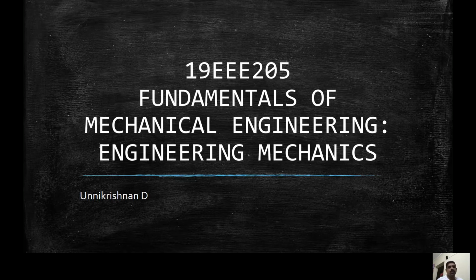Today we are going to see the basic mechanical engineering course which is offered for the EEE department. The course code is 19EEE-205. It is a 2-credit course. It has got 2 units: one is engineering mechanics and the next one is thermodynamics. Myself, Onikrishnan, I'll be handling engineering mechanics for you.